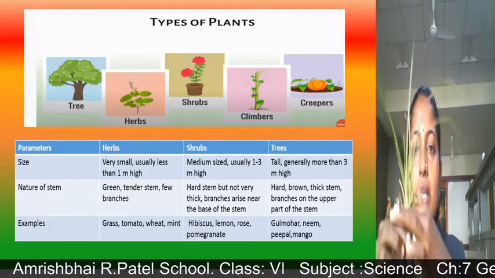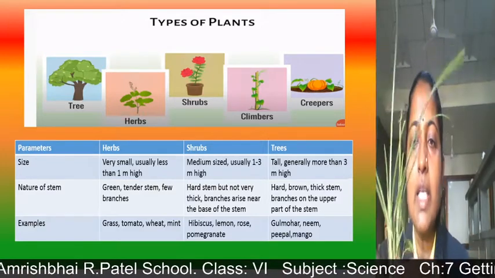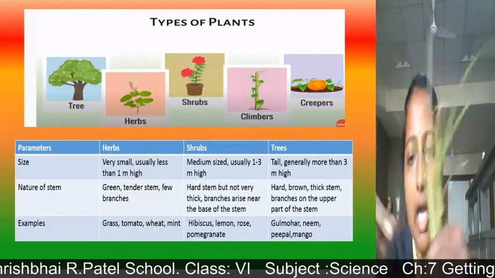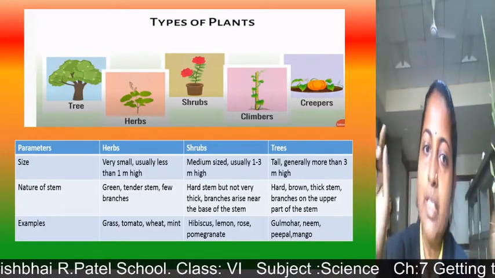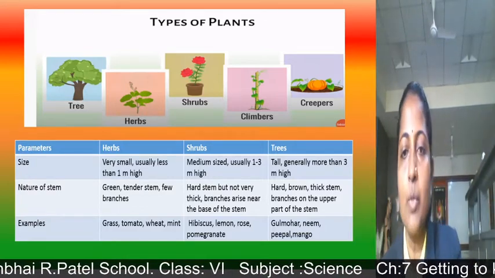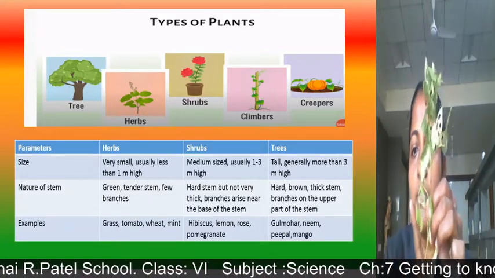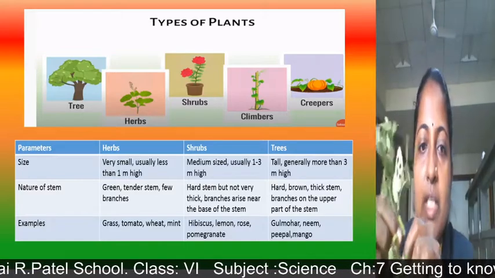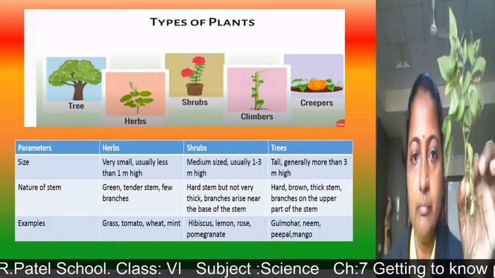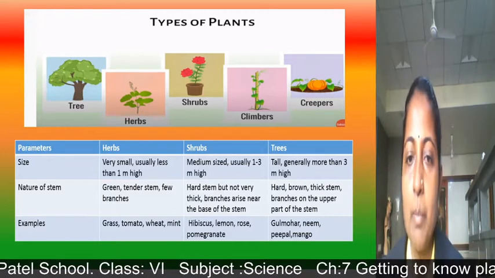Nature of the stem: green and tender stem, with few branches. Here the example is grass. Here you can see grass, it is a herb, and the stem is green and tender. The stem may be hard also in shrubs but not very thick. Branches arise near the base of the stem. Here you can see the example of a rose. The branching starts from the base of the stem and here you can see the hard stem of the rose plant. And trees have a hard, brown, thick stem and branches on the upper part of the stem.